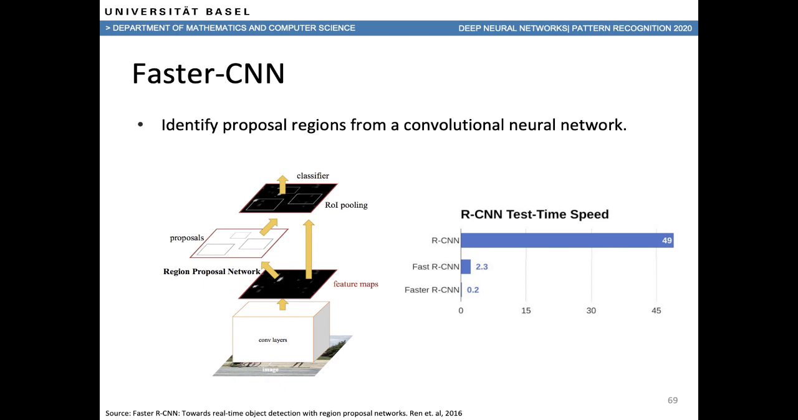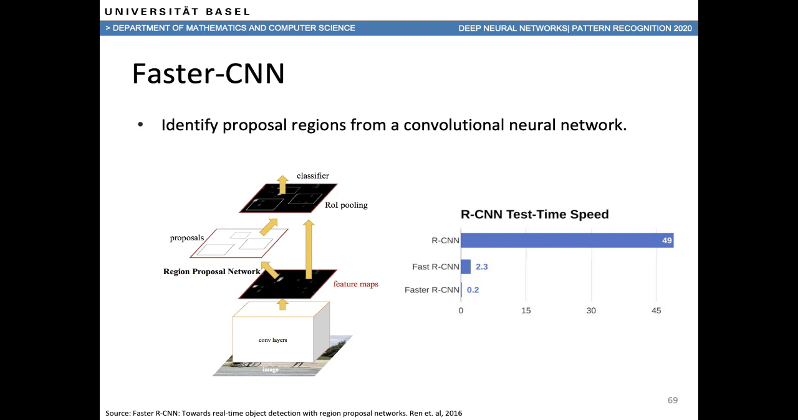This is now where Faster RCNN comes into the picture, which identified proposal regions from a convolutional neural network. So now we're closer to having something fully convolutional from end to end. So instead of identifying interesting areas of our image with some other approach, now we also have a convolutional neural network to find these areas of interest for us.